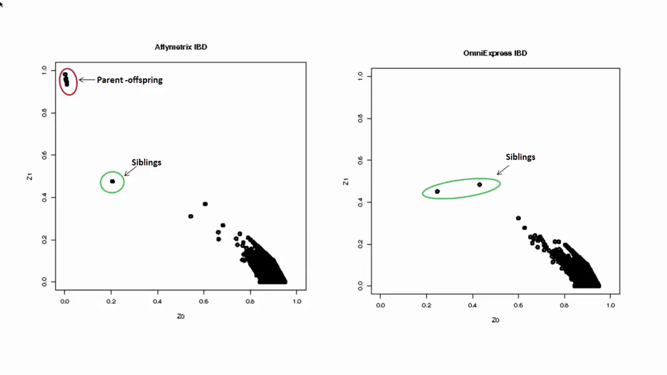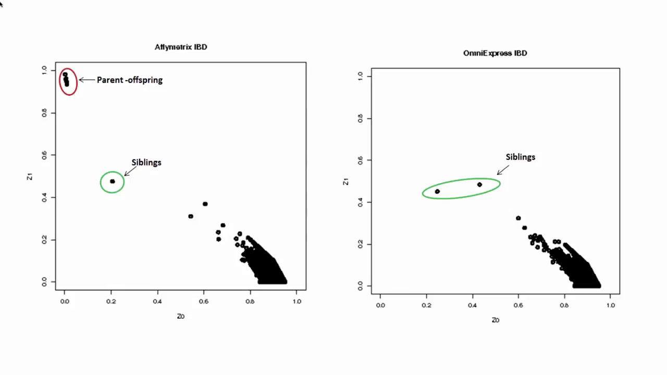One useful summary of the IBD information is to plot Z1 versus Z0. This allows us to visually identify sample duplicates as well as particular relative pairs. So when we compare these IBD estimates with their self-reported relationship information, we confirmed the first degree relationships. So in the AFI data, 5 parent-offspring pairs were identified and 1 sibling pair, and there were 2 sibling pairs in the OmniExpress data. These genetically inferred relationships are concordant with what we knew from the PED file.